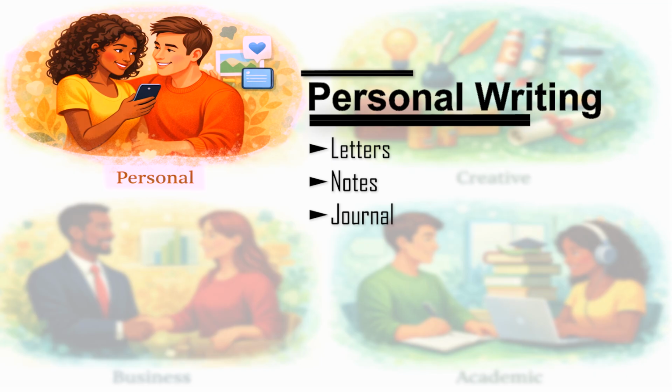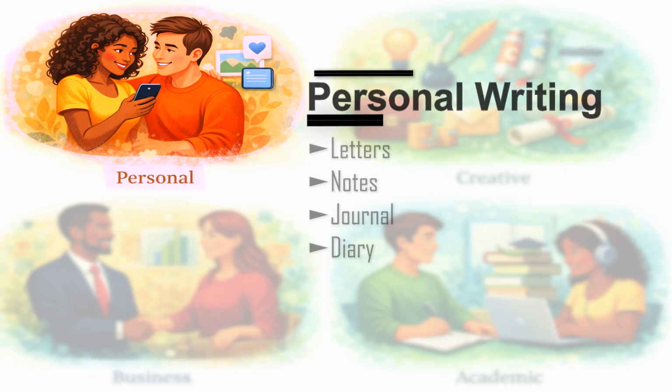So we can write notes, which we can use for ourselves. We can write letters to family members or friends, and we can maintain a diary or a journal where we jot down things about ourselves. And this is one kind of personal writing. Personal writing is usually not meant for general public use.